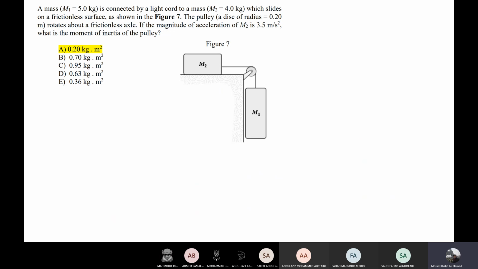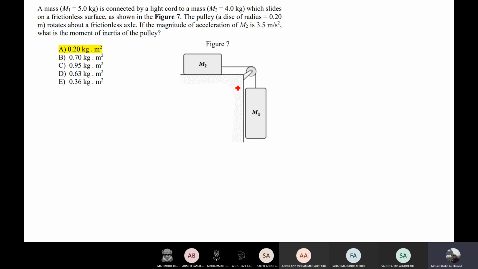Now, here, a mass M1 equal to 5 kilograms is connected by a light cord to mass M2, 4 kilograms, which slides on a frictionless surface as shown in figure 7. The pulley, or the disc, of radius 0.2 meter rotates about a frictionless axis. If the magnitude of acceleration of M2 is 3.5, what is the moment of inertia of the pulley?